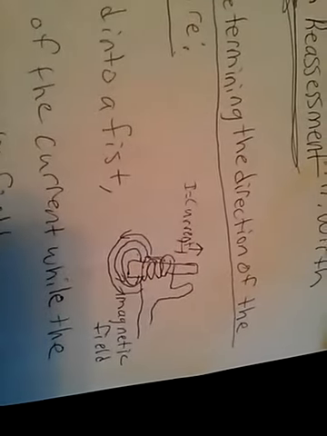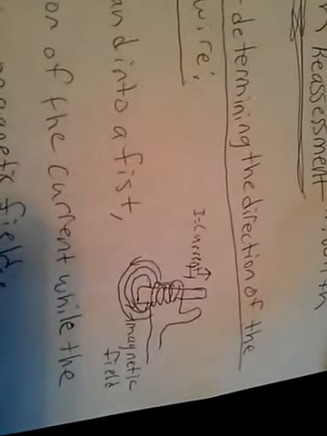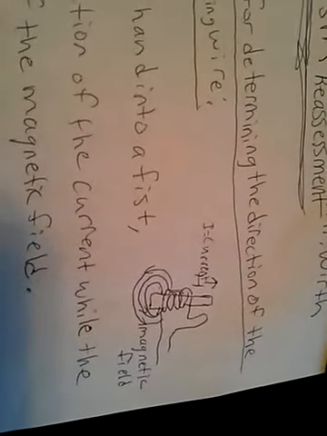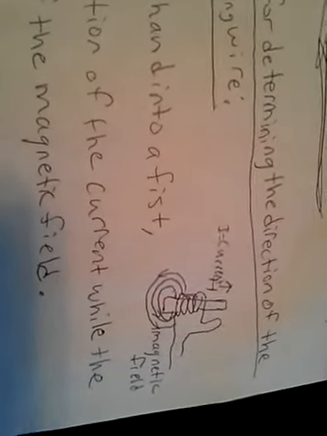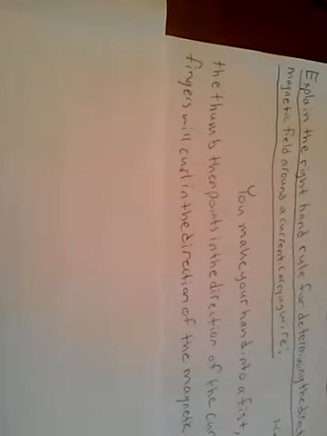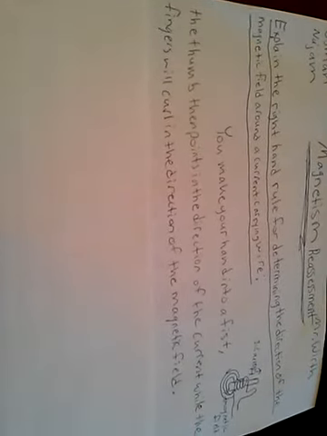So what you have to do is you just put your right hand around this rod, and as you see, where your thumb is pointing, which is upwards here, the current is going upwards, and then the magnetic field is following your fingers, so it's going around the rod. Just to show you how to do it, you make your hand into a fist as shown, and then the thumb points in the direction of the current, while the fingers will curl in the direction of the magnetic field, as shown.